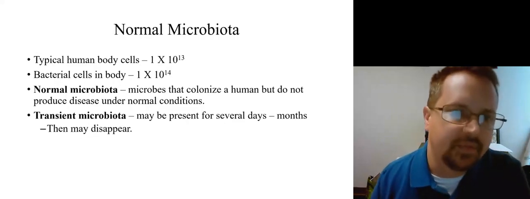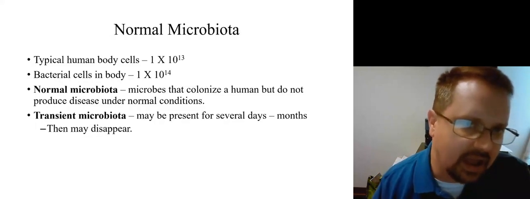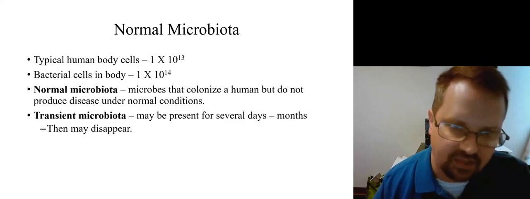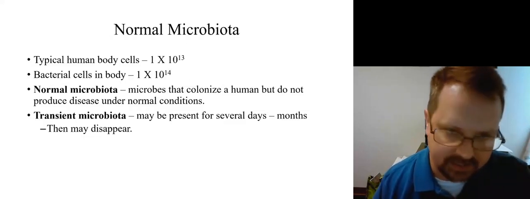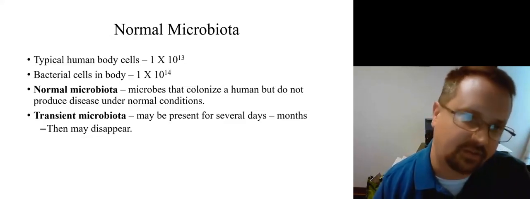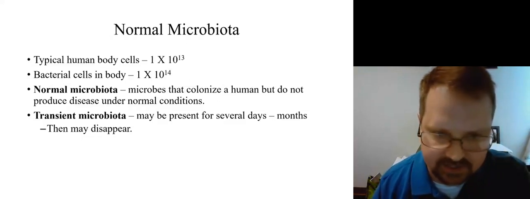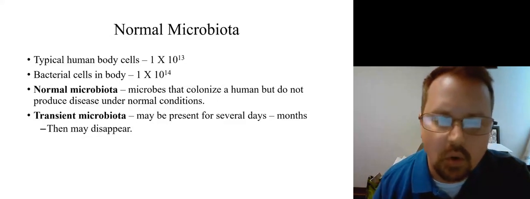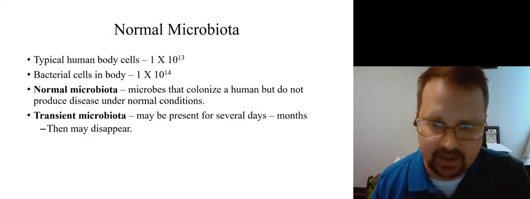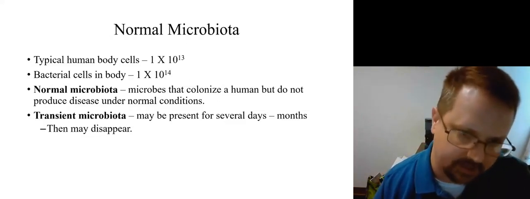Okay. Now, when we talk about the normal microbiota, you have about 1 times 10 to the 13th power body cells, versus bacterial cells at 1 times 10 to the 14th power, a factor of 10. There are more of them than there are of us. There are actually more bacteria in your body than there are human cells.